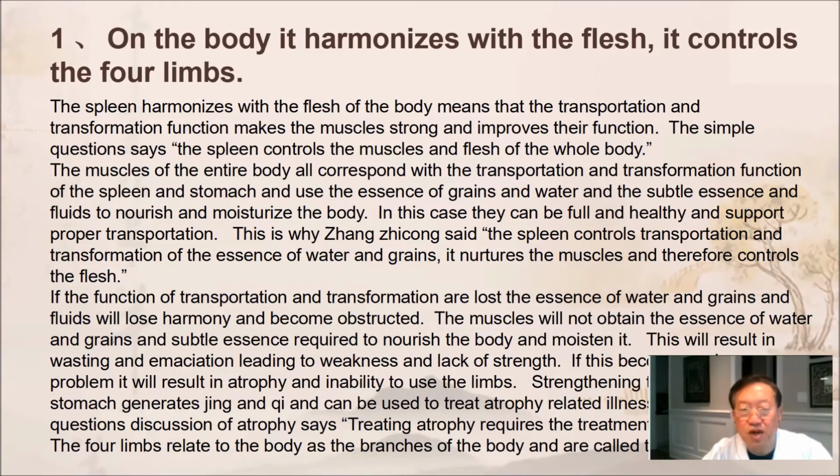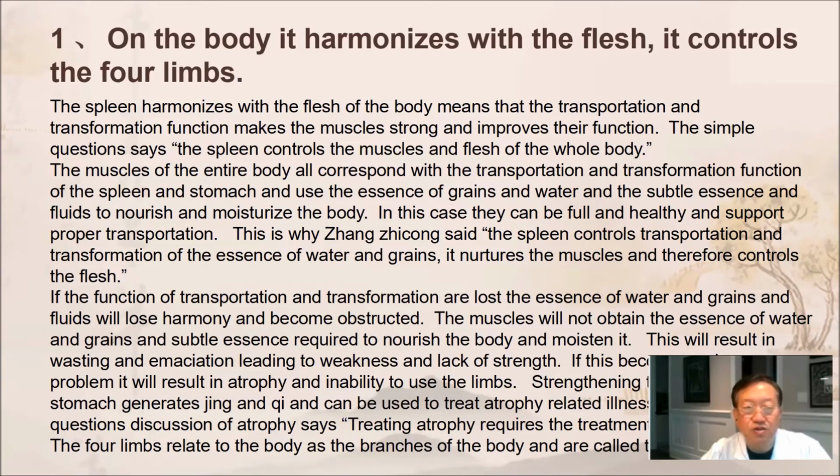This is why Jiang Wu said, the spleen controls transportation and transformation of the essence of water and grains. It nurtures the muscles and therefore controls the flesh. If the function of transportation and transformation are lost, the essence of water and grain and fluids will lose harmony and become obstructed. The muscles will not obtain the essence of water and grains and subtle essence required to nourish the body and moisten it. This will result in wasting and emaciation, leading to weakness and lack of strength.